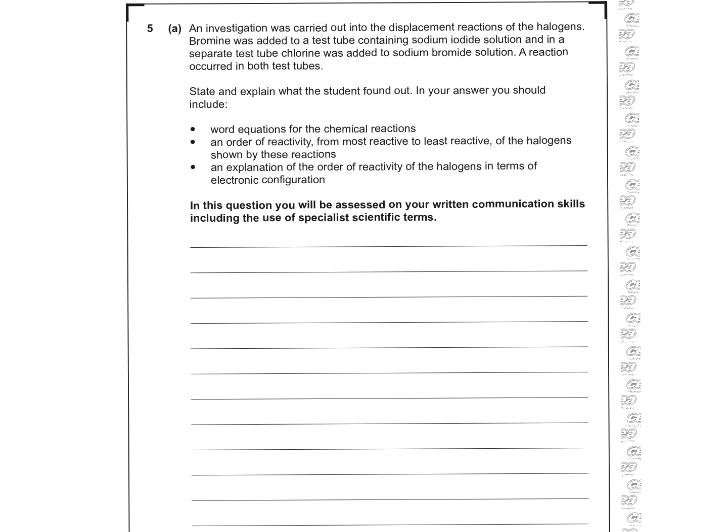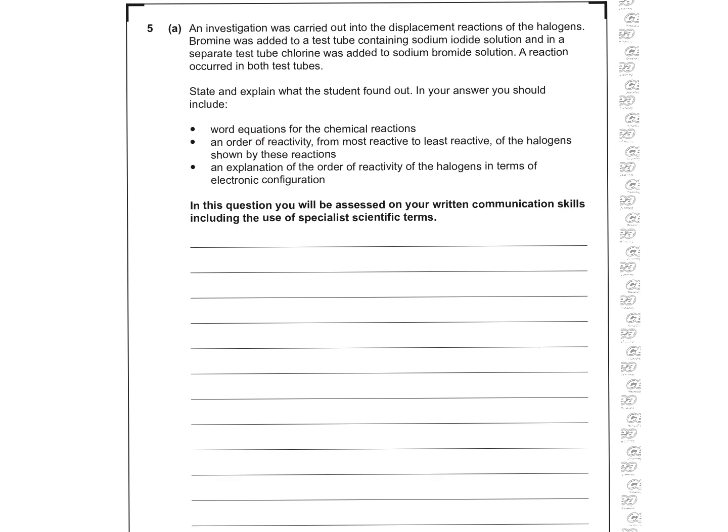Question 5, part A then. This is a question about displacement reactions of the halogens. Just to read here, we've got bromine, which is added to a solution of sodium iodide. And then we've got another reaction where chlorine is added to a solution of sodium bromide. There are reactions occurring in both, so we have to write word equations for each of the chemical reactions.